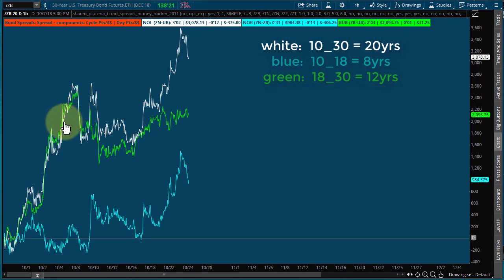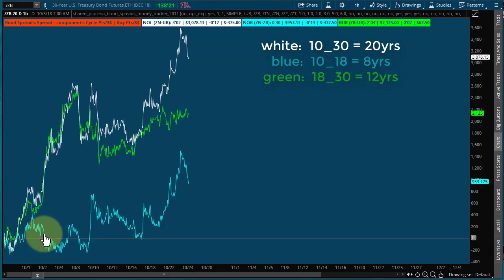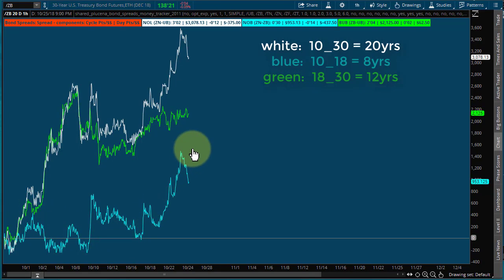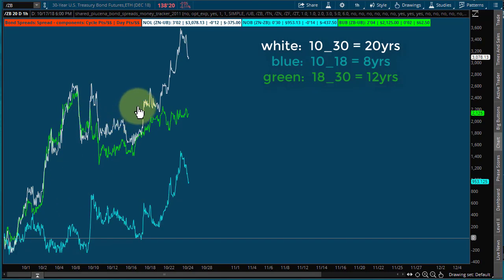Going along for the ride is 18s to 30, but 10s to 18 didn't get the memo, doesn't really care. So what's gonna happen? Well, inevitably, the blue line is part of that white line. So as that white line goes higher and higher, that blue line is getting pulled with it, without a doubt. Right now, the back end of the yield curve has gotten very steep.